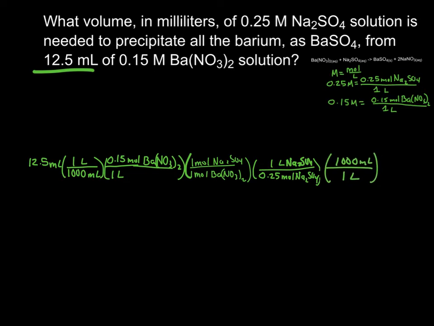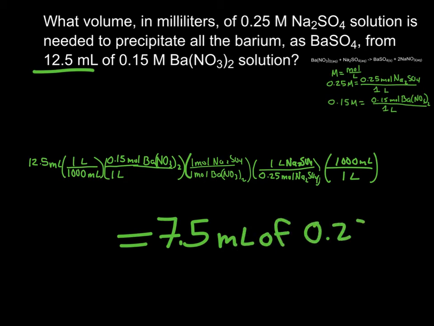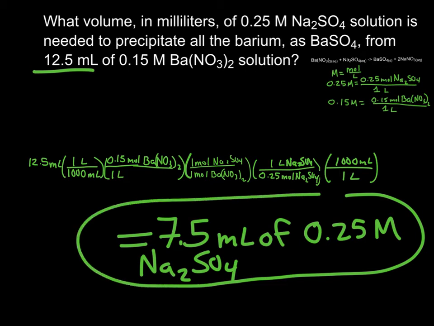When we do all of the math, we literally type in 12.5 divided by 1,000 times 0.15. We skip over to divide by 0.25 times 1,000, and we get, on our calculator, we round to 7.5 milliliters. 7.5 milliliters of 0.25 molar sodium sulfate. And that is our answer. And that, guys, is how you use solution stoichiometry to solve various problems.